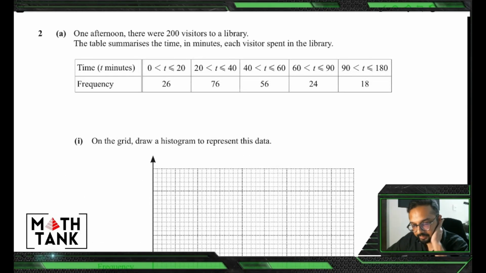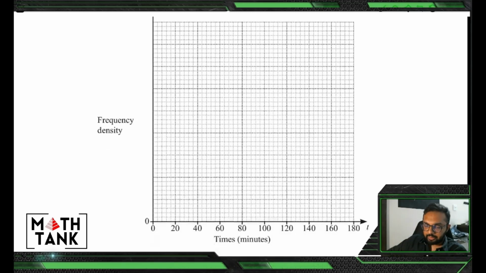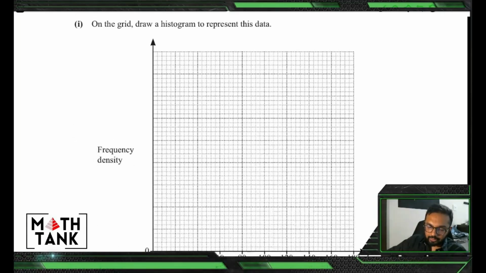Moving on. One afternoon, there were 200 visitors to a library. The table summarizes the time in minutes each visitor spent in the library. The time is given, the frequency is given. On a grid, draw the histogram. Remember that the histogram plots frequency density on the vertical axis. What's the formula for frequency density? It's frequency divided by class width.